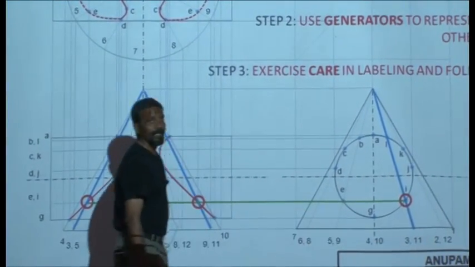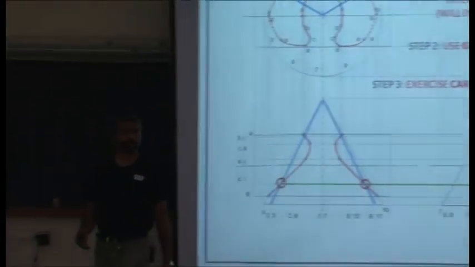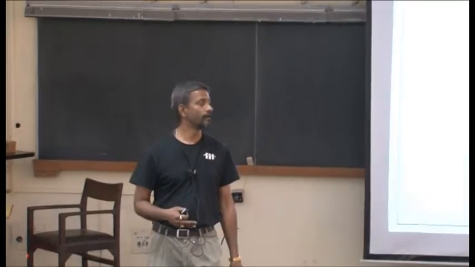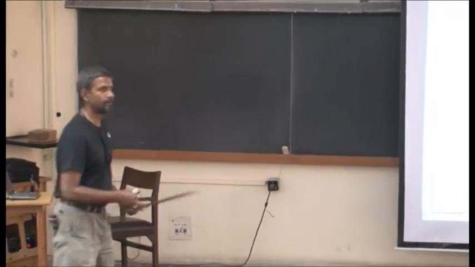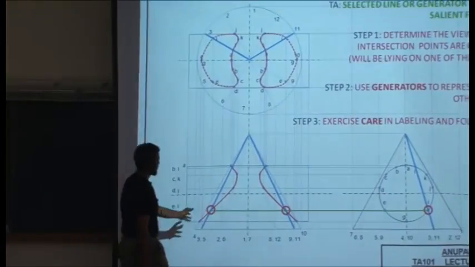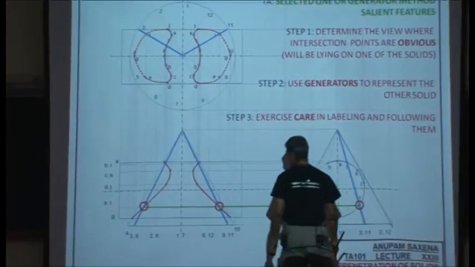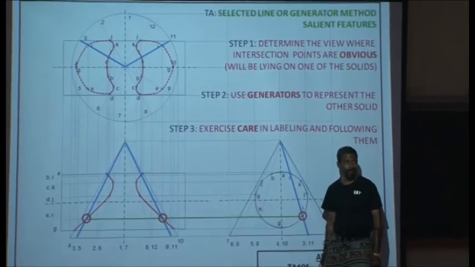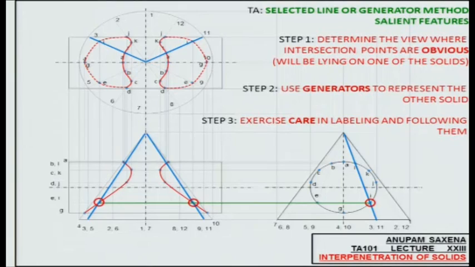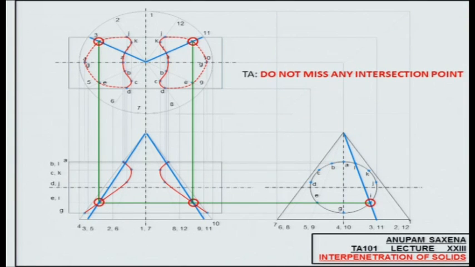3 and 11. Now, which of these generators is towards you? Is it 3 or is it 11? If you stand here and look at this view, which one of these will be towards you? All right. So, once you have these intersection points, map them onto the front view. This one will be lying on generator 11 and this one will be lying on generator number 3. Importantly, do not miss any intersection point.